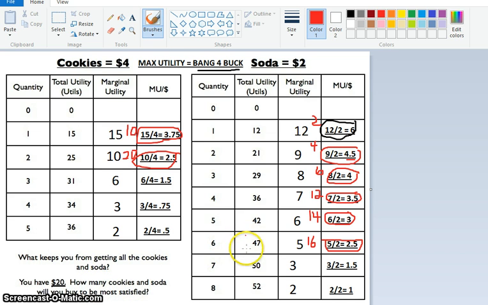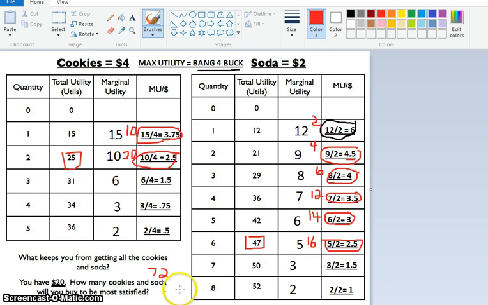Now, notice what's your total utility here. So 47, but you also got 2 cookies. So 47 and 25 gets you a total utility of, is that 72? Right? And that's going to be the biggest amount of utility that you can get. Any other combination that you can imagine won't come up with 72, all right, with $20.